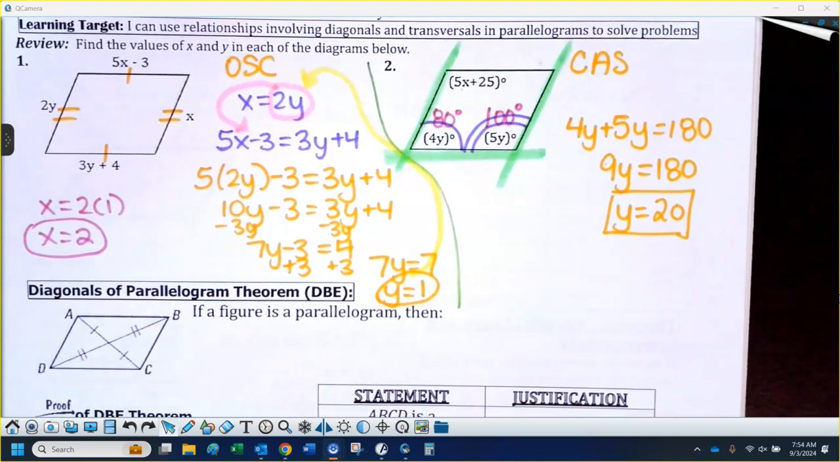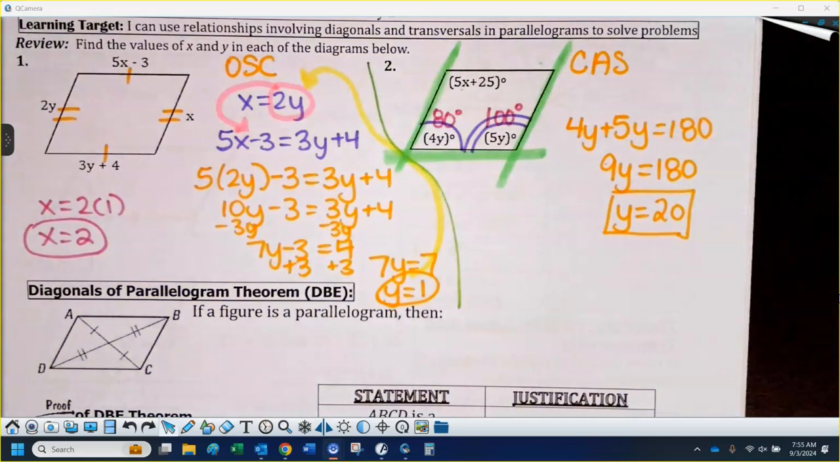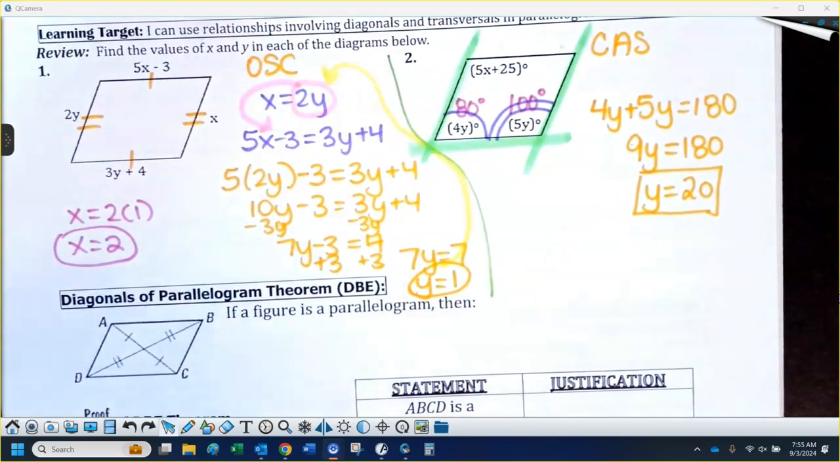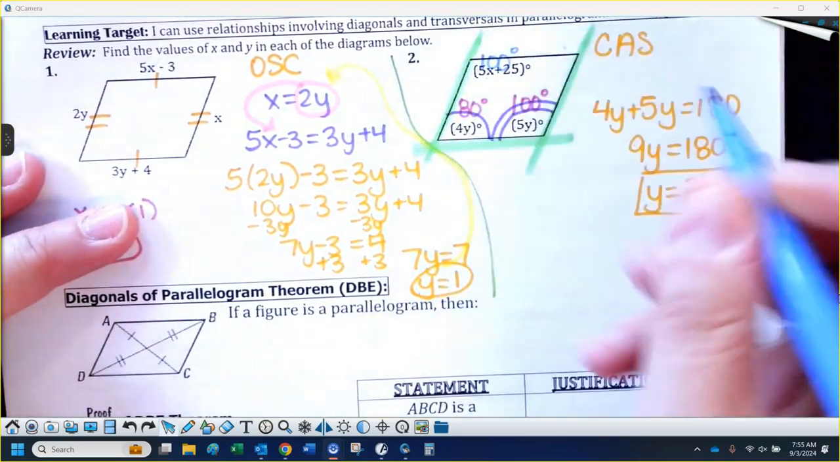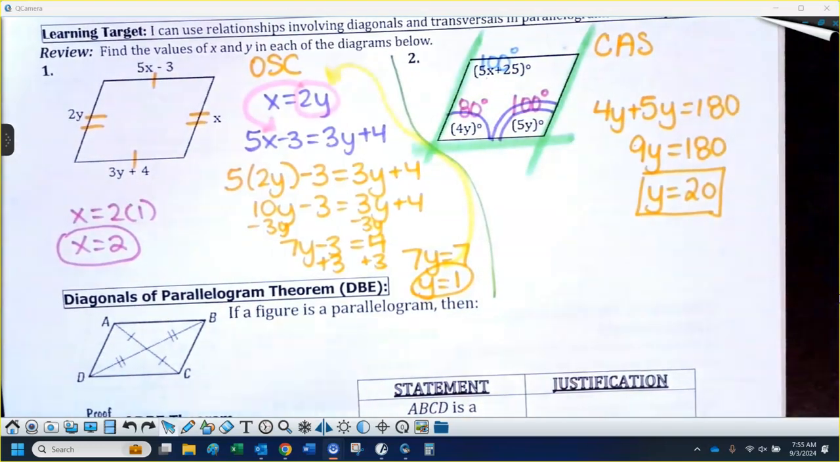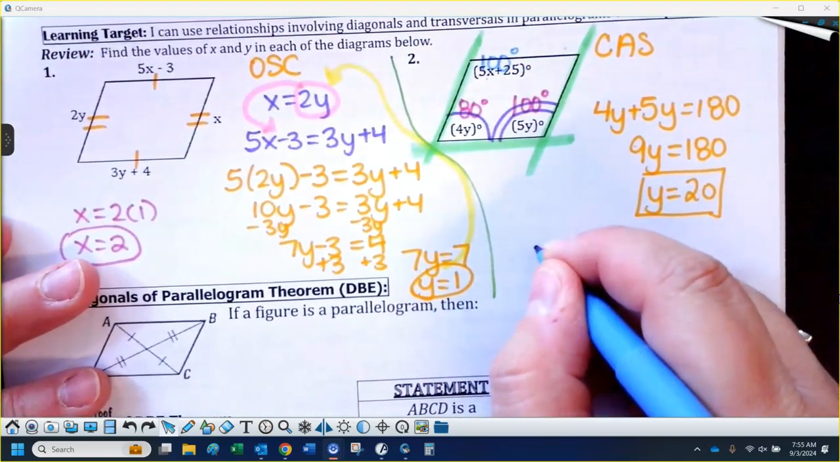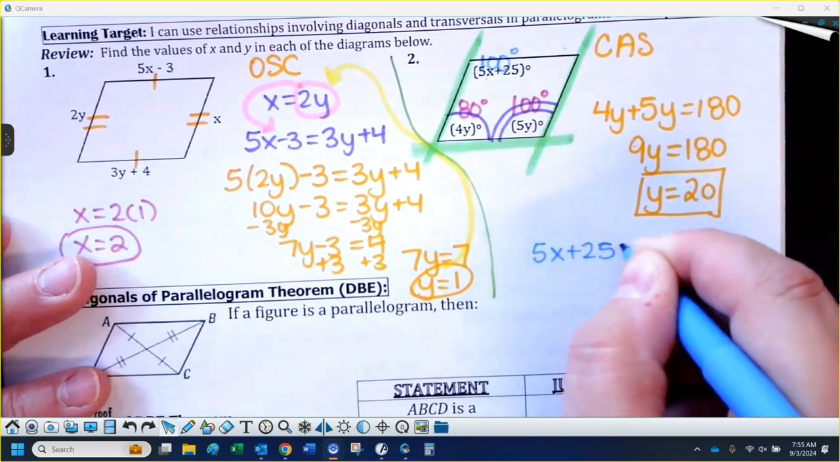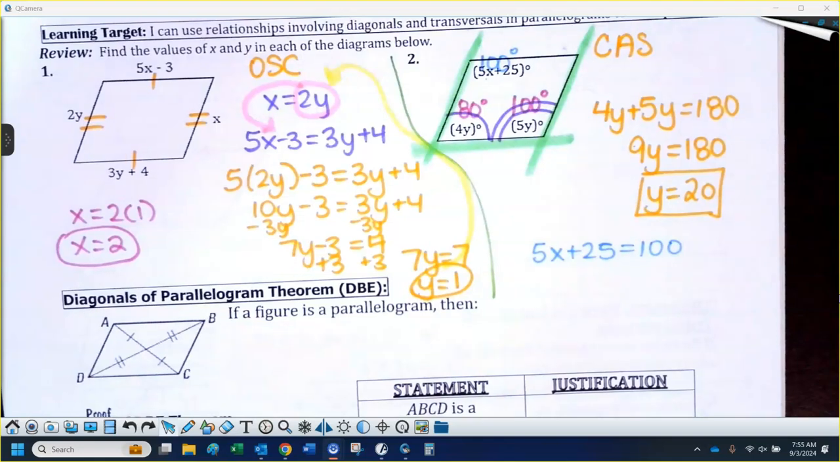How would you guys go about figuring out x? Does anybody know where that expression is, right? The 5x plus 25. Does anybody know what that angle would measure? Exactly. Because you know these consecutive angles add up to 180, this angle has to be 100 degrees. So the 80 and the 100 would add up to 180. If you can figure out that angle measure, we can just set that expression equal to that angle measure, and it's not that bad.